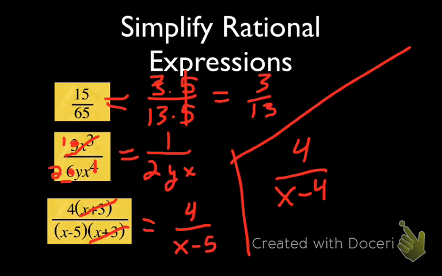If these two things are being subtracted or added, then I can't cancel them out. Another way to think about it is, think of x minus 4 as one factor in and of itself. Then it's a little bit easier to look at. I've got a 4 on top, and then I've got this x minus 4 on the bottom. Those are not the same thing, so I can't cancel. If it was multiplied, then I'd be golden. But I'm adding and subtracting.